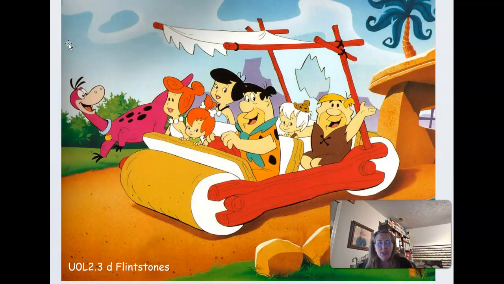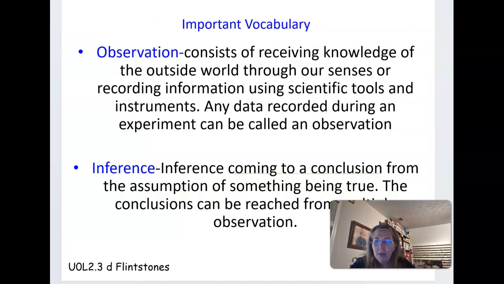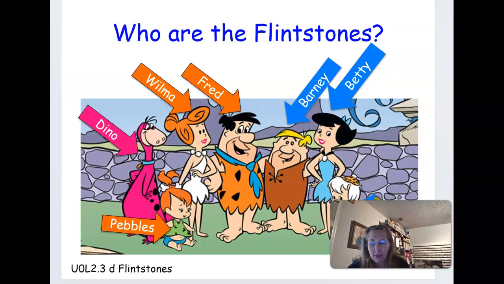So here are the Flintstones, and this is the picture that you're going to be looking at when you're looking at the statements. If you don't know already, my first name is Pebble, not Pebbles. And so the fascination of the Flintstones, that's where it comes from. There is a short video on Edpuzzle if you want to watch it called The History of the Flintstones. You don't have to watch it, it's just for fun. Some of the vocabulary that we're going to be reviewing is observations and inferences. And you need to know who the Flintstones are.